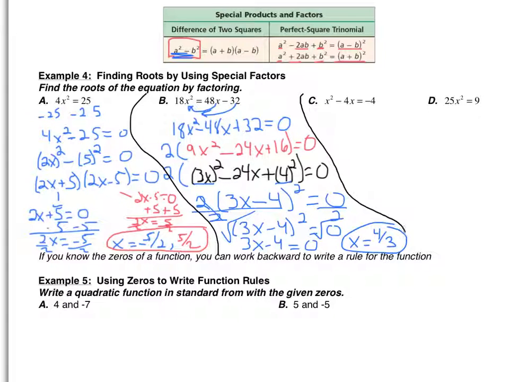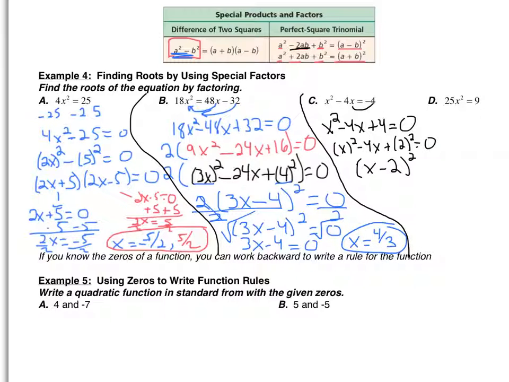So let's split this up here. And in the next example, I want everything on the same side, so I need to add 4. So I get x squared minus 4x plus 4, because I added it to the other side, and I get 0. And I have x squared minus 4x plus, this is really 2 squared, equals 0. So then my a is x and my b is 2. So if I take 2 times x, that's 2x, and I double it, do I get 4x? Yes. So again, it's with the minus. So I have x minus 2 squared equals 0.